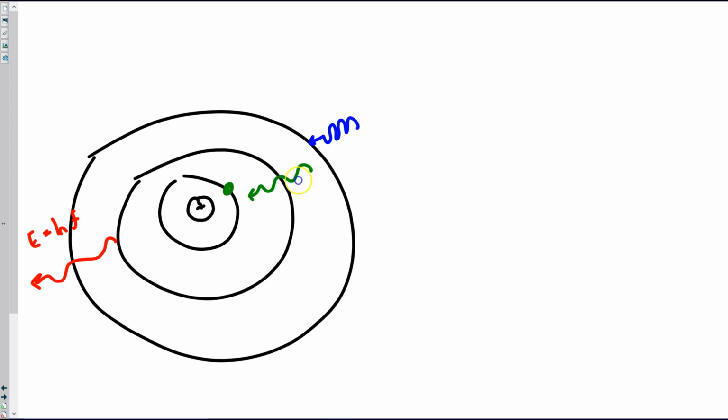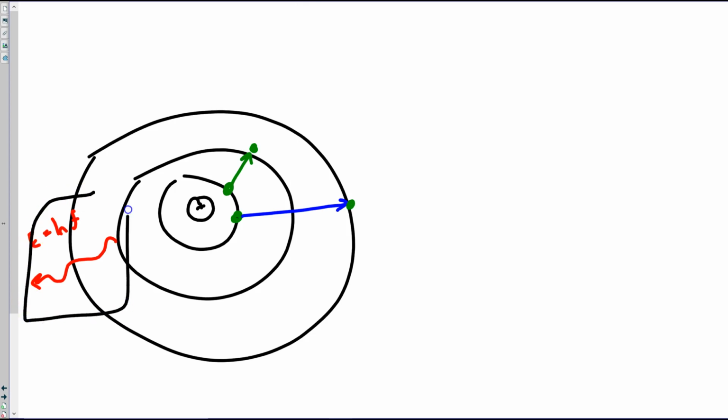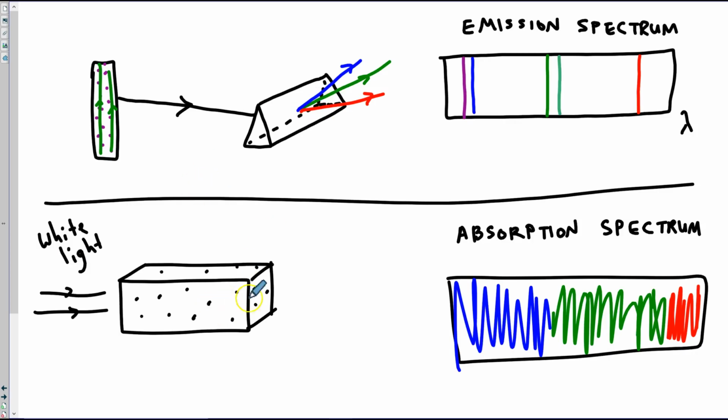The green comes along, and hey, that has just the right energy to pop the electron to the second level. So green gets absorbed. The blue comes along and hits a different electron, maybe from a different atom altogether, and it has just enough energy to pop the electron up to this higher state. And so the blue gets absorbed. What do we notice? Certain colors pass through, and other colors get absorbed. So when you look at your white light, what started as white, well, now some of that light is missing. How can you tell which colors are missing?